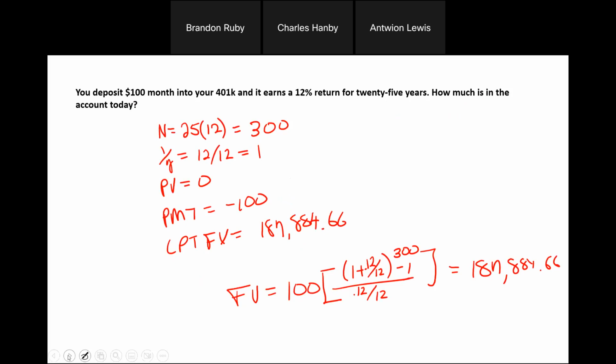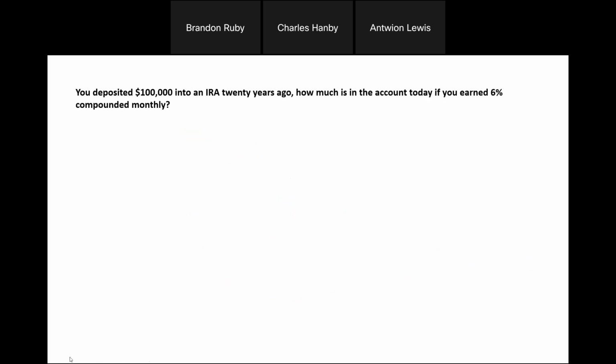Okay. So another future value lump sum problem, with monthly compounding here. You deposit $100,000 into an IRA 20 years ago. How much is in the account today if you earn 6% compounded monthly?